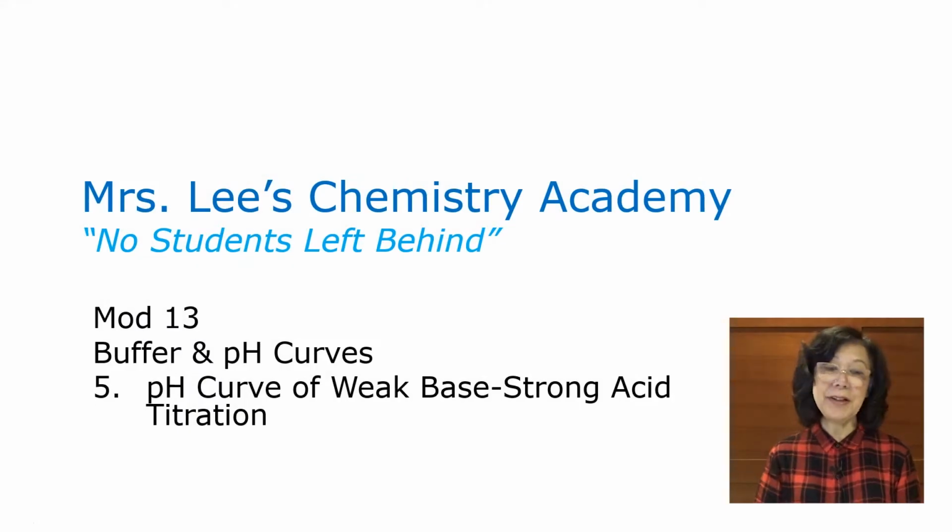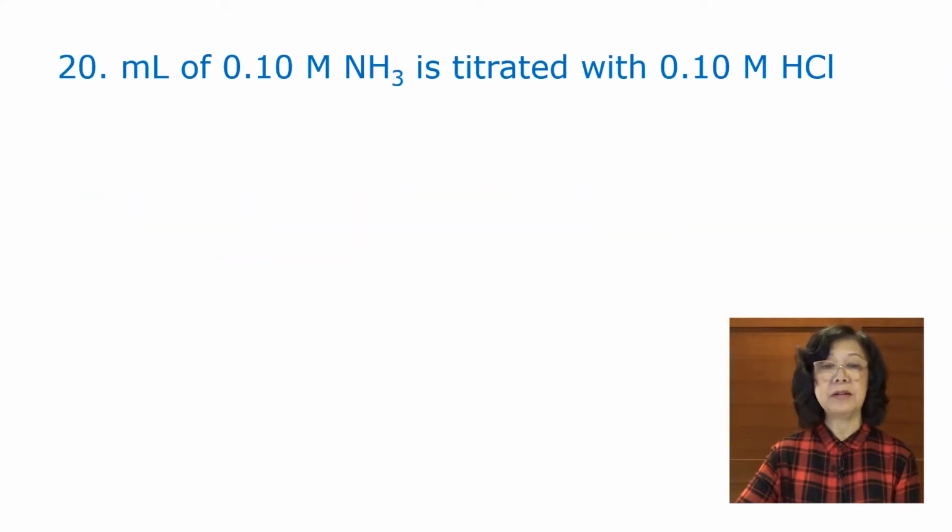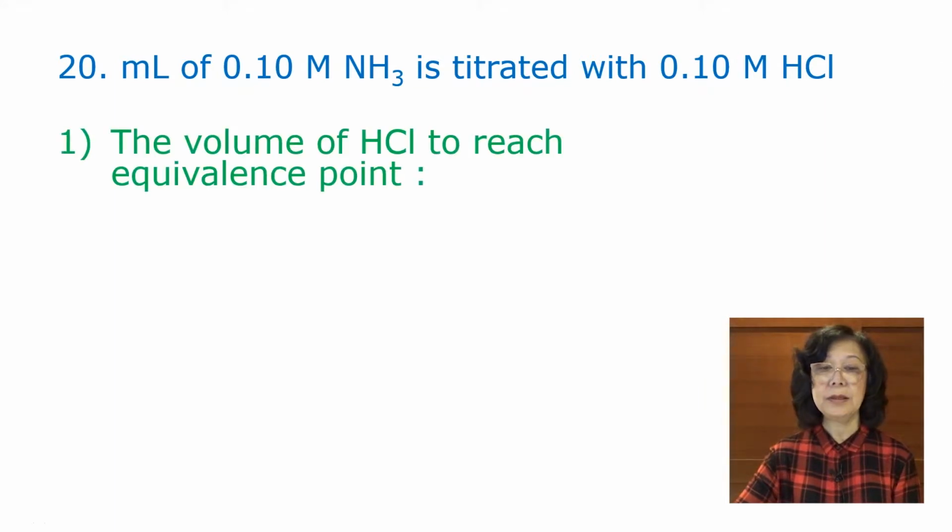Hi, everyone. Today we're going to do the pH curve of weak base and strong acid titration. Now, the problem is we are titrating 20 milliliters of 0.1 molar ammonia with 0.1 molar strong acid HCl. First, we have to calculate the volume of HCl to reach the equivalence point.